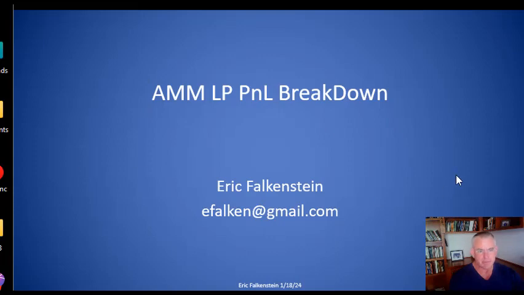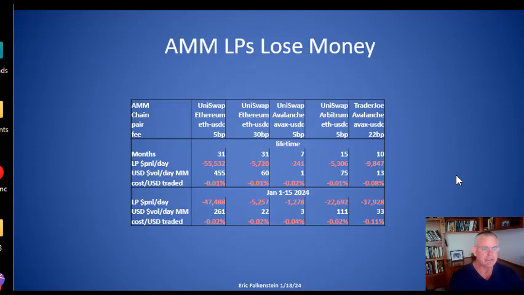But let's get into how much money these guys lose. I looked at 5 different pools, 4 from Uniswap, and they have 2 on the mainnet Ethereum. The flagship one is the ETH USD pool. It's 5 basis points: when you trade with them, you give them 5 basis points of what goes in, and they take it off the top. They also have an identical one that's 6 times more expensive, 30 basis points. They have a new one on Avalanche, and it's basically doing no volume at all.